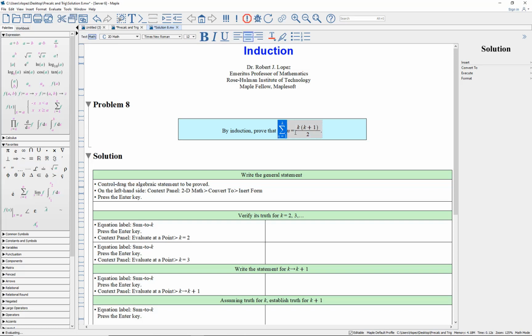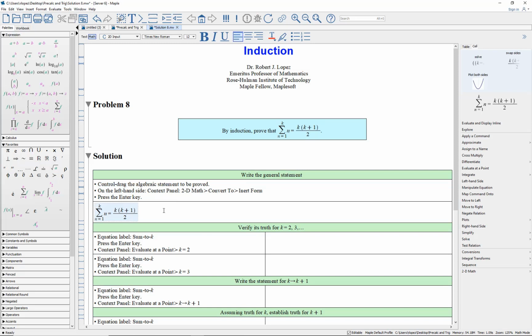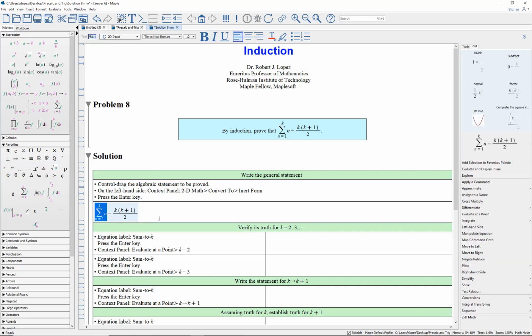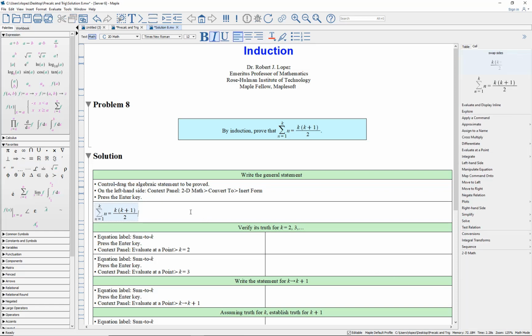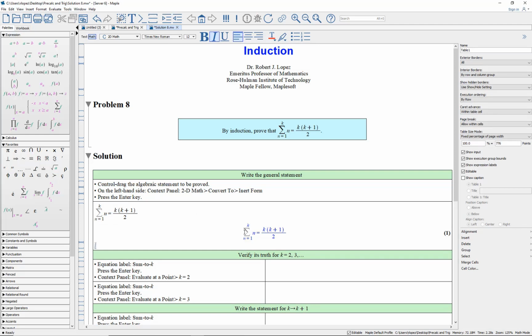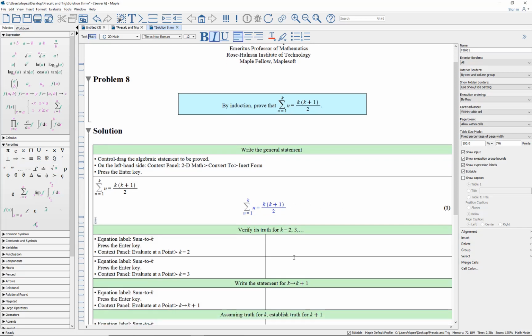All right, to do that, we're going to begin by taking this general statement, bringing it down here. Now, we want to make the left side inert. So to do that, we select it, go down here to 2D Math, convert to inert form. When I press the Enter key, you'll see that the left side, the summation, is in gray, meaning that operator is now inert. And we will need this statement several times.